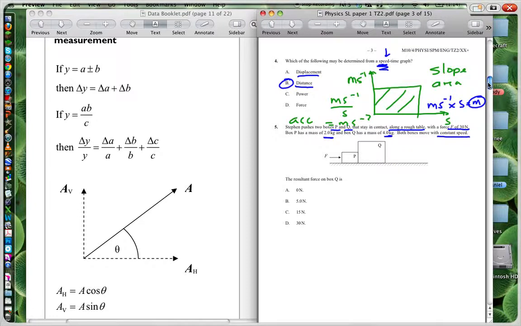Now, this is the really important part. And again, if you don't read carefully, you could well get mixed up here. Constant speed. Therefore, when it asks what is the resultant force on Q, because it's going at constant speed, it must be 0. If there was a resultant force, it would be accelerating in some way. Okay.